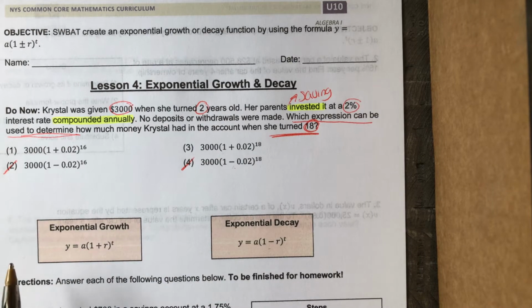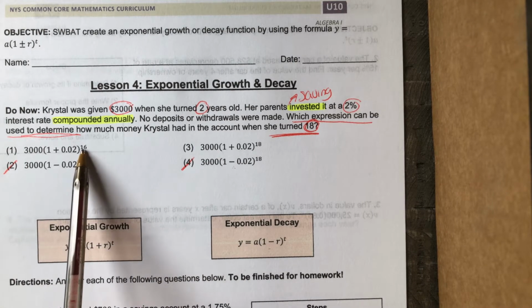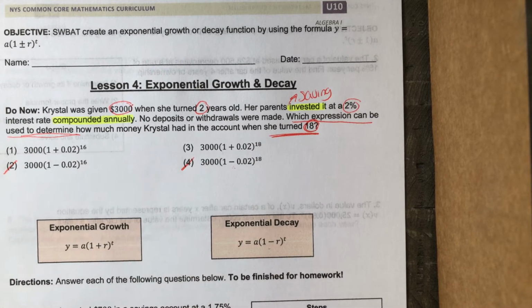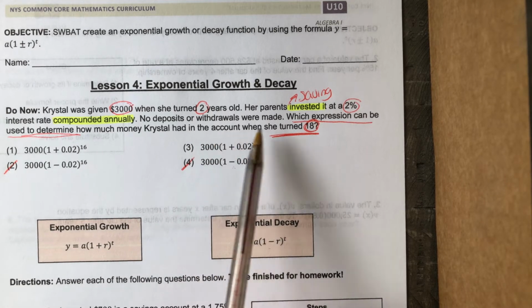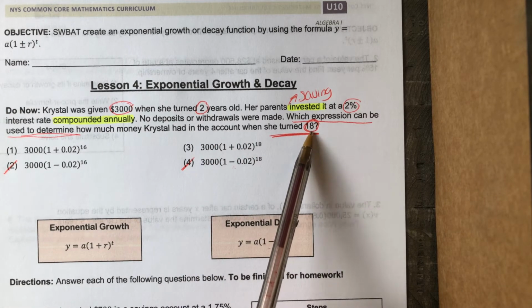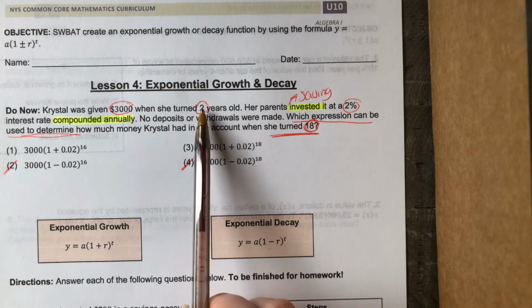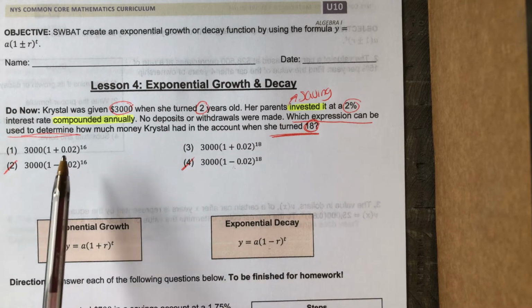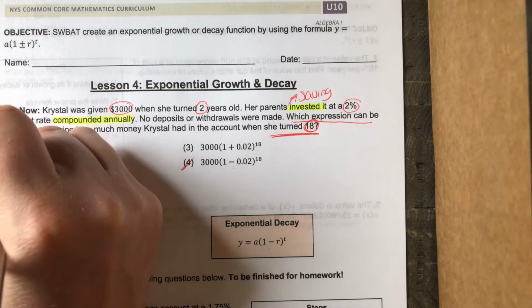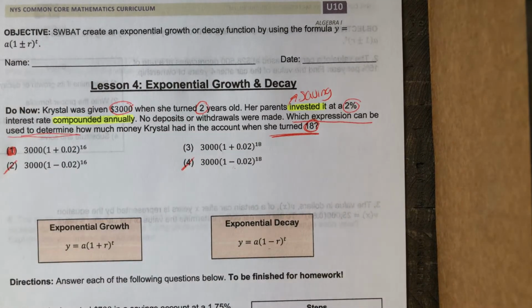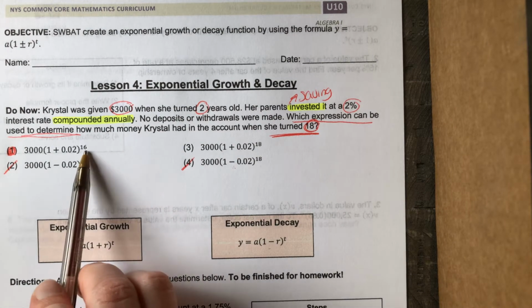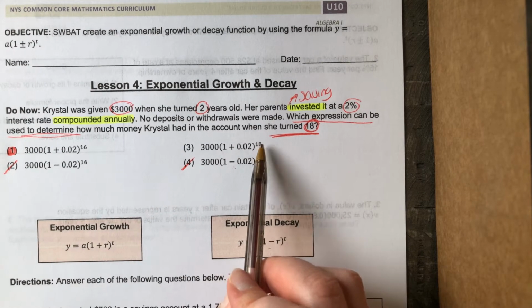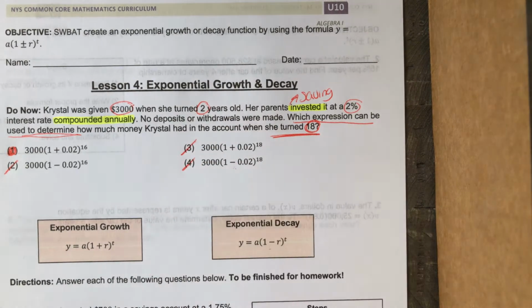So right now, both choices 1 and 3 are matching except those exponents at the top. So I want to know how much money she had when she turned 18. But I have to remember she only started earning the money from when she was 2 to 18. So how do I get from 2 to 18? That would be a total of 16 years. So I know the exponent is time. So that would be 16 years that went by, not all 18. So it's not going to be choice 3.